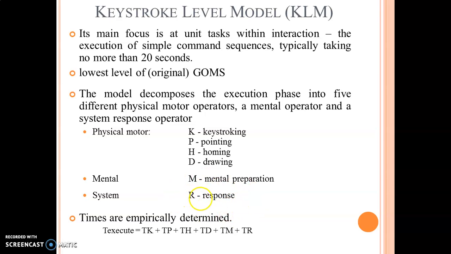R is the system response, which may be ignored if the user does not have to wait for it, as in the case of copy typing. The model decomposes the execution phase into physical motor operators, mental operators and a system response operator, as we saw. Times are empirically determined, as it works on an empirical model. So the times are determined as time for keystroking, time for pointing, for homing, for the response time and so on.